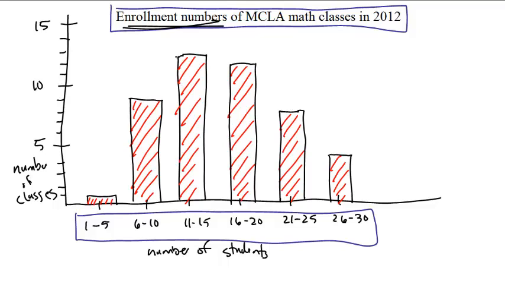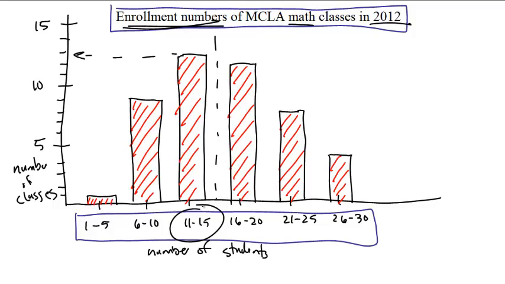So the fact that this one goes up to 13 tells us that there were 13 classes in 2012, math classes specifically, that were between 11 and 15 students. So, yes. And you can almost see the median in here. You can almost see that more or less half of the classes are over there, half of the classes are over there. So somewhere between 15, give or take 3 or 4, that's the average. That's the median.